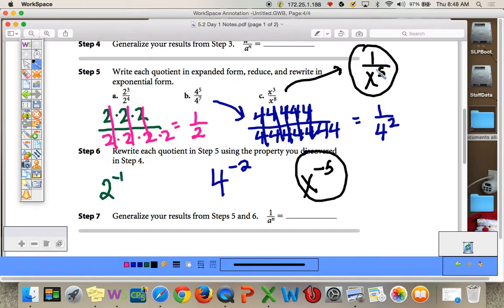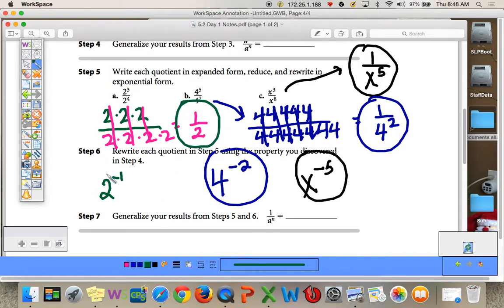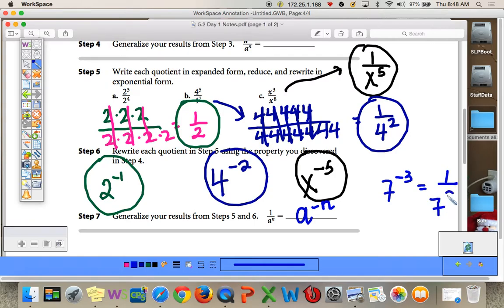1 over x to the 5th is the same as x to the negative 5. 1 over 4 squared is the same as 4 to the negative 2. And 1/2 is the same as 2 to the negative 1. So to generalize, 1 over a to the n is the same as a to the negative n. So if you flip the location, you can change the sign of the exponent. So if I had 7 to the negative 3, that's the same as 1 over 7 to the positive 3.